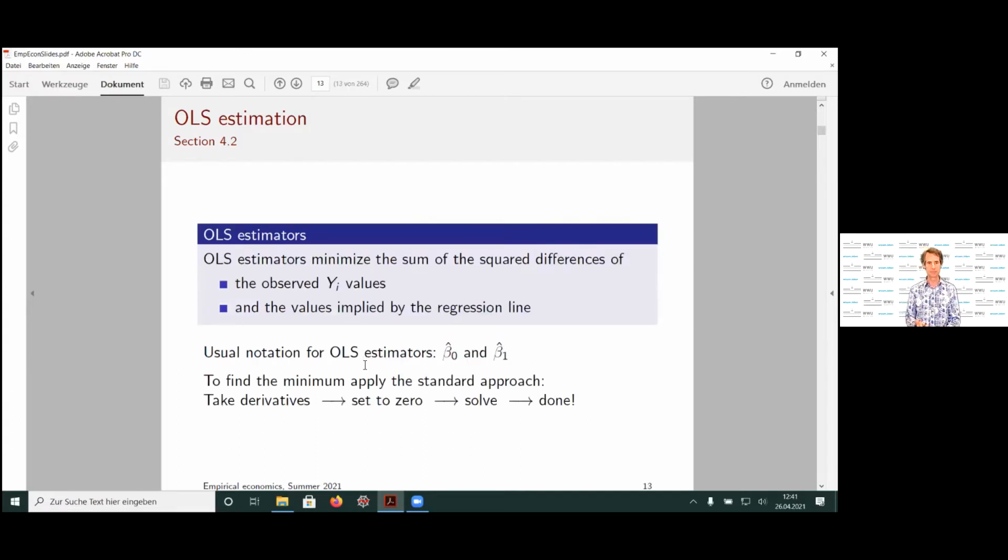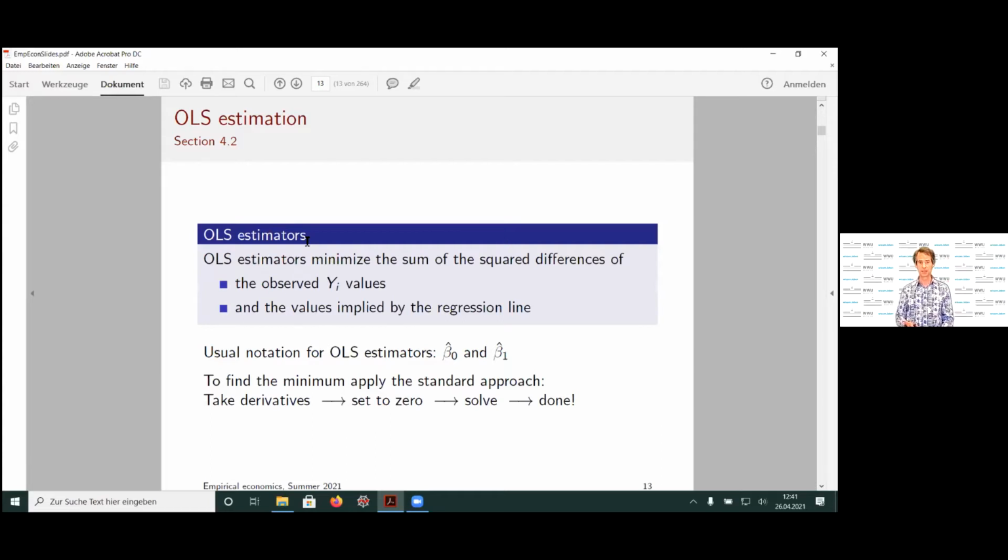All right, so this is how we get the estimators for the intercept term and the slope coefficient. And these are called the OLS estimators. And in German, it's kleinste Quadrate Schätzer. Okay? So the OLS estimators minimize the sum of the squared differences of what we actually observe, the actual test scores, for instance, and the values that would be implied by the regression line.